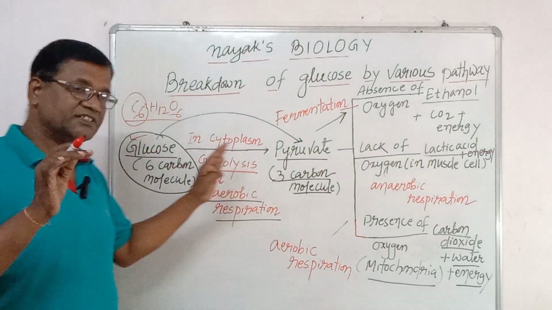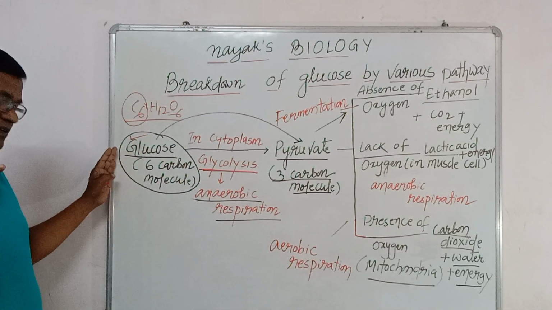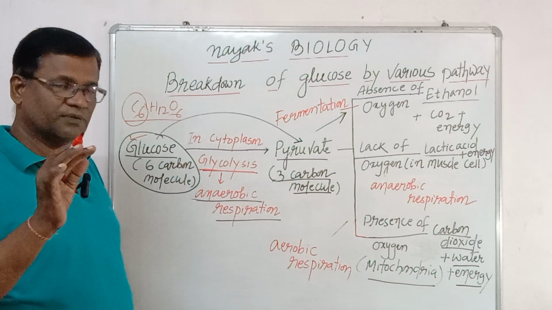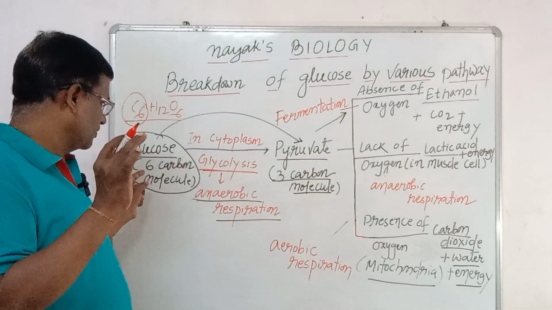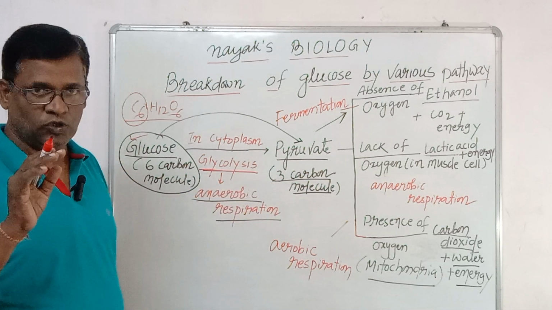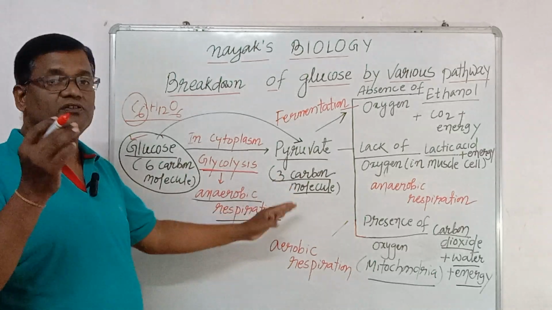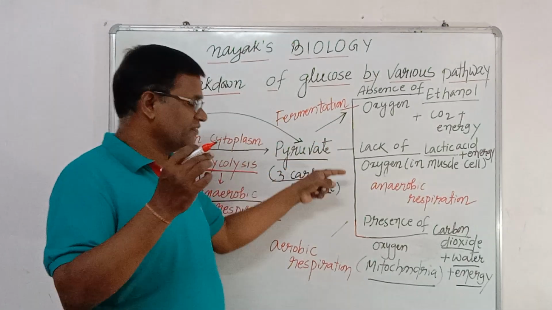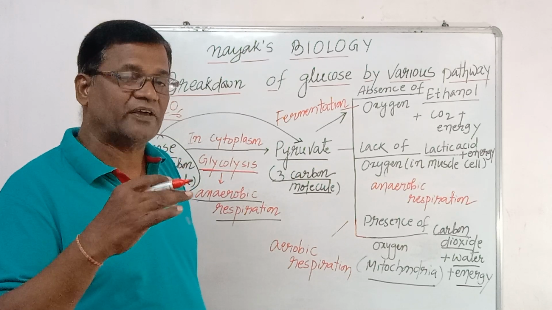Now come to the product. How many molecules will form? If a 6 carbon molecule breaks down, it will produce 2 molecules of a 3 carbon compound called pyruvate or pyruvic acid. 2 molecules it will form. This pyruvate, which is called pyruvic acid, is the first compound after the breakdown of the glucose during the respiration. Now let us see the different conditions in which the pyruvic acid, or pyruvate, becomes changed.